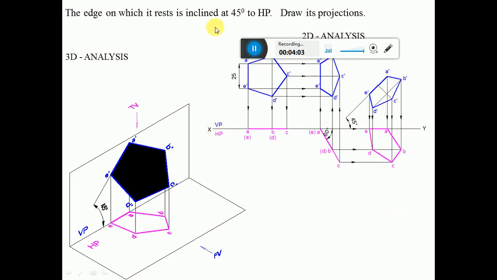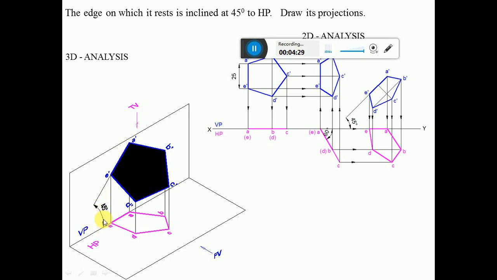Now the edge on which it rests is inclined at 45 degrees to HP. So which is the edge which is resting on VP? The edge which is resting on VP is inclined at 45 degrees to HP. So which is the edge which is resting on VP? It is A dash, A dash. So we can see here AE is resting on VP. This is resting on VP. That edge is inclined at 45 degrees to HP.